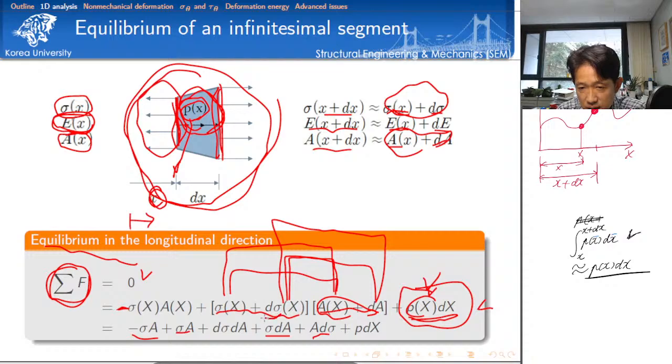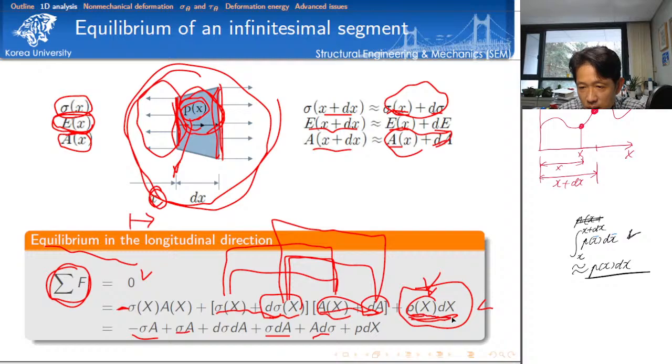So which means here, d sigma, this is a differential change, which means very small change, okay? Infinitesimally small change. And the dA is also, because we are talking about a smoothly changing cross-section, dA, the change of cross-section area over dx, is also very small. So very small times very small becomes negligible. That's why we do not consider this.